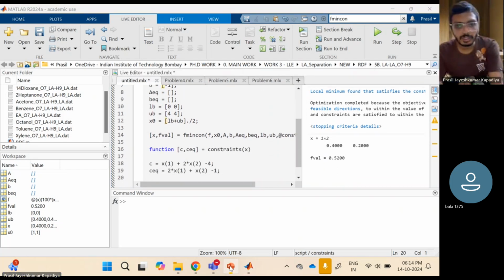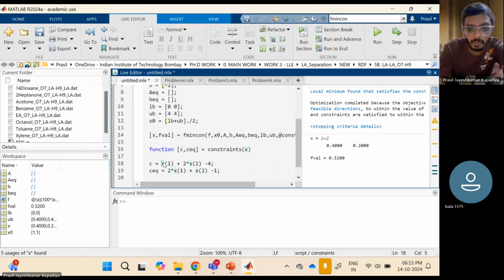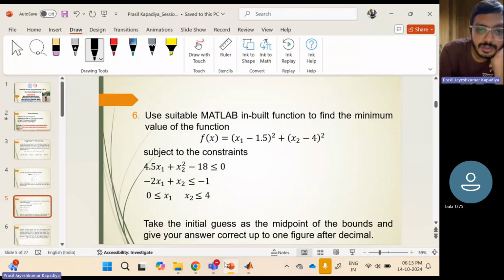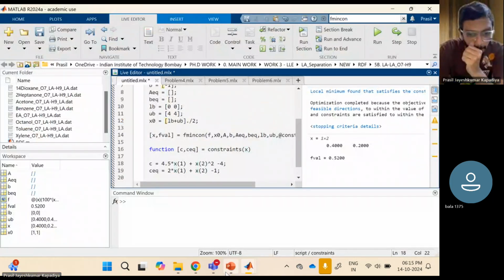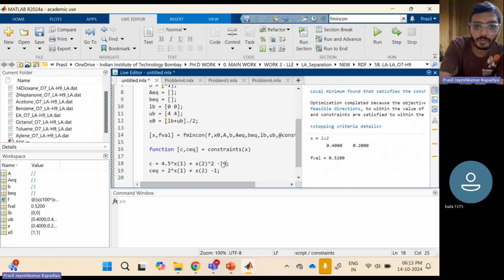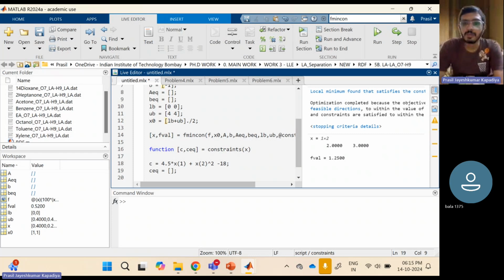Then the equation. So my equation is 4.5 times x1 plus x1 square plus x of 2 square minus 18 is less than or equal to 0. And I don't have the Ceq term, so that will be just a null matrix. We don't have that constraint. So if I run this, we will have the answer. So I'm getting the answer x1 is 1, x2 is 2, and my function value is 1.25.